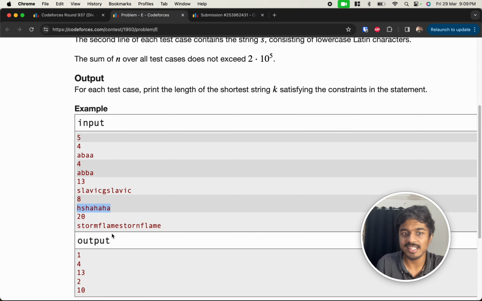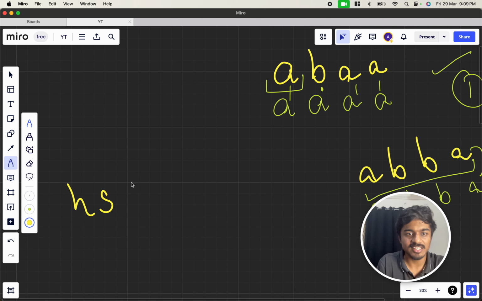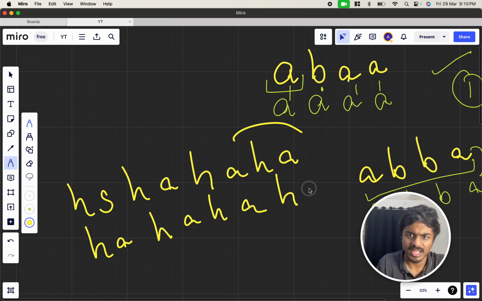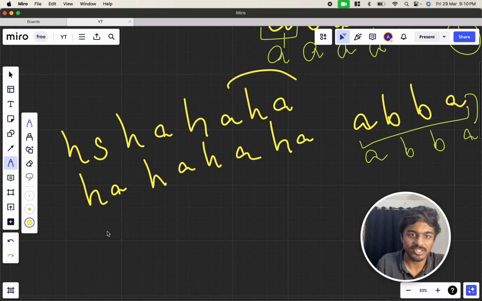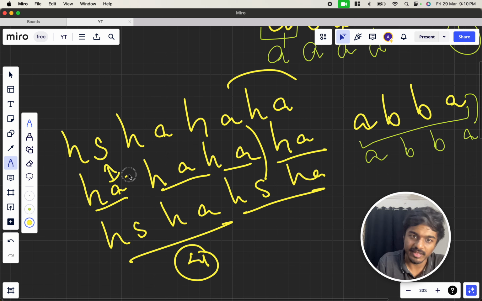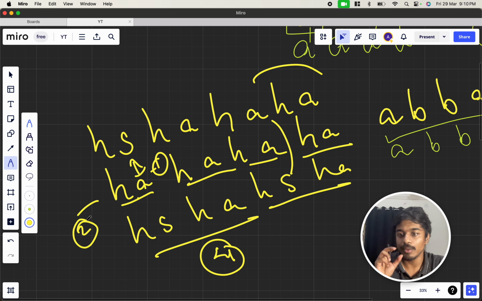Similarly, let's try H S, H A, H A, H A. If I take H S, H A, the number of characters that are different is only one, but the length of the substring is 4. If we take only H A and concatenate it, there is only one different character here, here also only one different character, but the length of the substring is 2. We have to give the minimum substring length possible such that the condition is satisfied. That is the entire question.